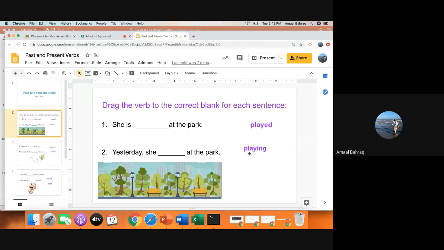Remember, if it says yesterday, it's talking about the past. The past would have an ed. That means yesterday she played at the park. I would just drag it. All right? If you have any questions on the assignment, I'm here to help.